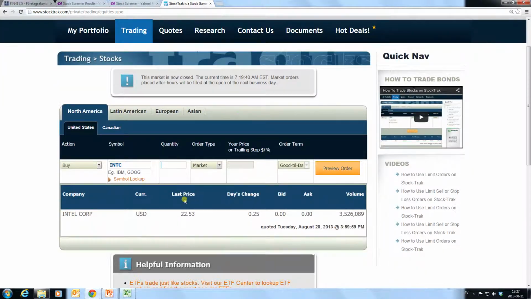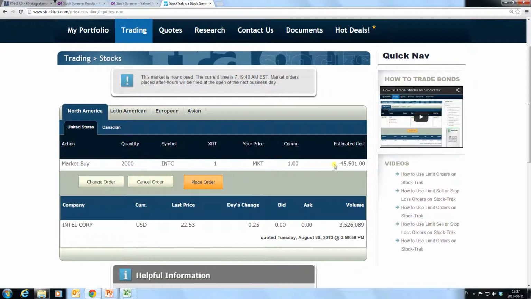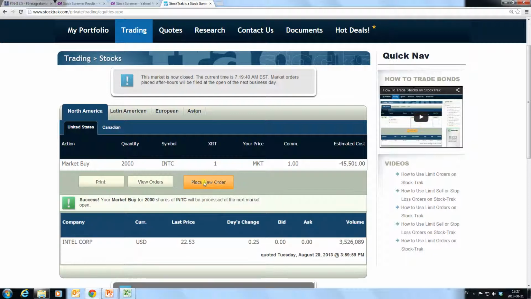Then we see the information about the stock. The last price was $22.53, and I'm going to purchase 2,000 of this share today. Okay, you click on Preview Order. And you see, okay, this is going to cost me $45,500. Alright, that seems fine. Place the order, and it says, okay, the market is now closed, so I'm going to have this order processed when the market is open.